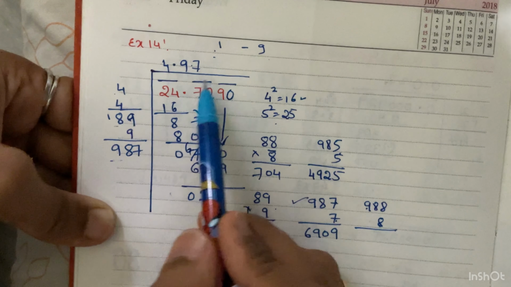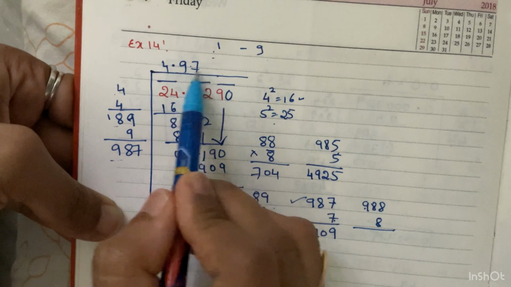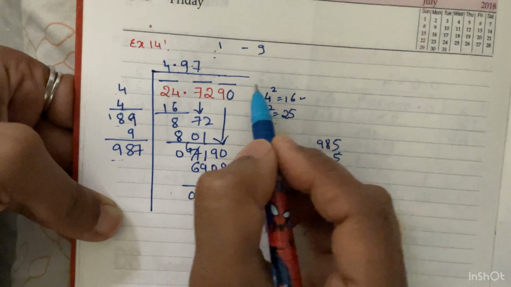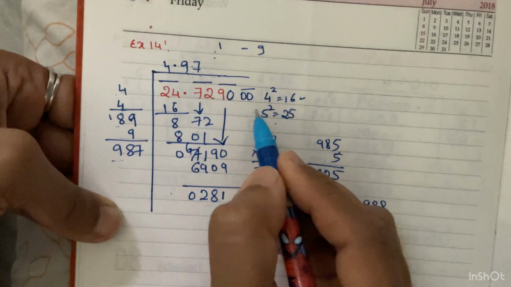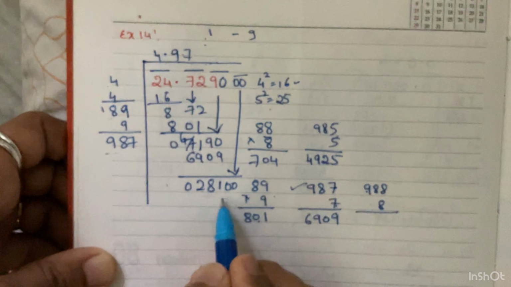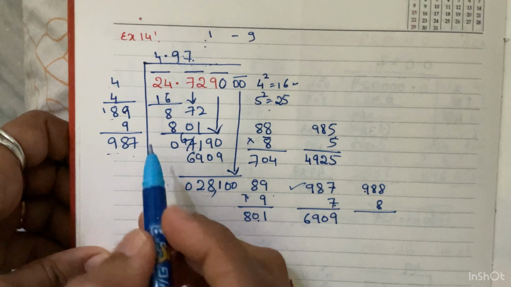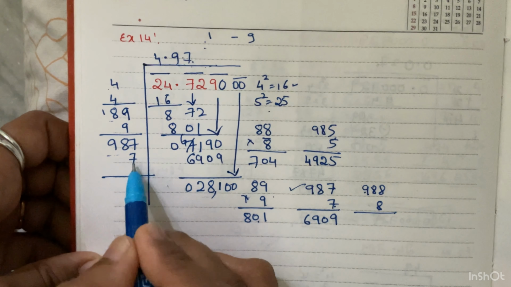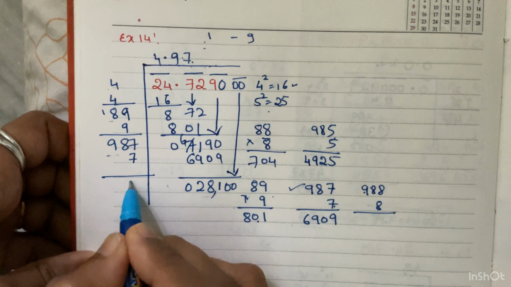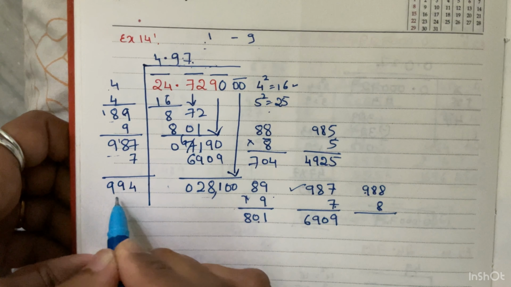They have told us to correct to 2 decimal places, so let me add 2 more zeros. Now let me take down 0 0. Now we have 28,100. Now this 7 we need to add here: 7 plus 7 is 14, 8 plus 1 is 9, and so we got 994.